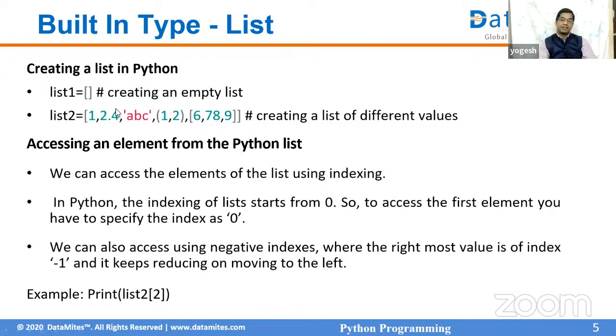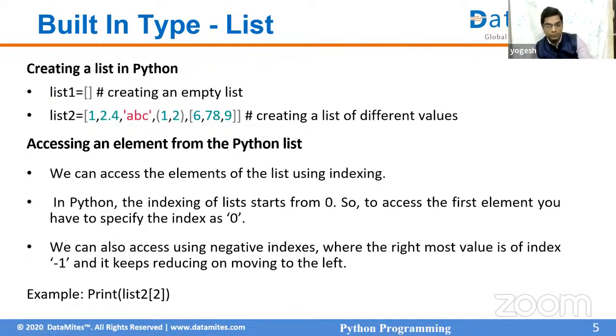Now see this first step. I am just naming this list as list 1. So list 1 equal to just square brackets. If I put that, it's going to create an empty list. Now list 2, you can see here 1, comma, 2.4 a float value, comma, ABC a string of characters, comma, and one more list itself I am adding. So any kind of value, different types of values, this can hold. Okay, so let us try that.